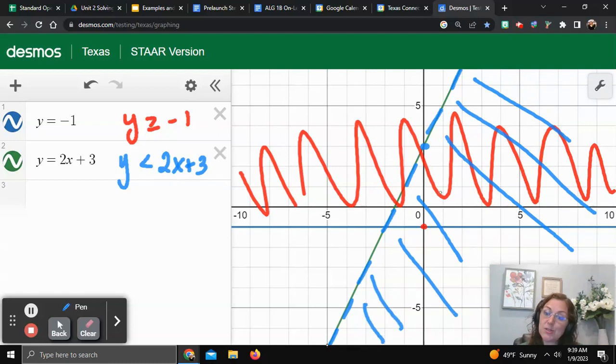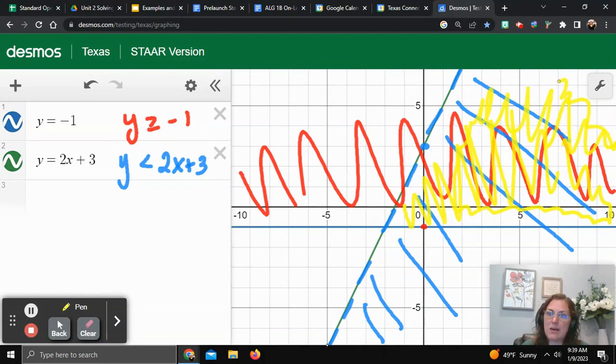My final answer is where the two shadings overlap. That would be here. So where those two shadings overlap, that's my final answer.